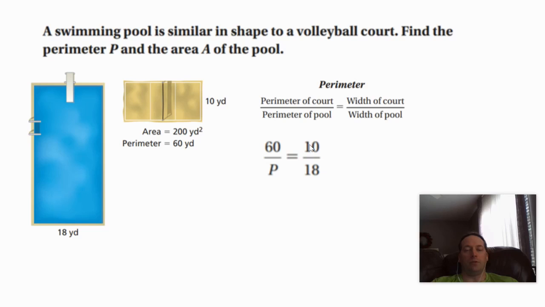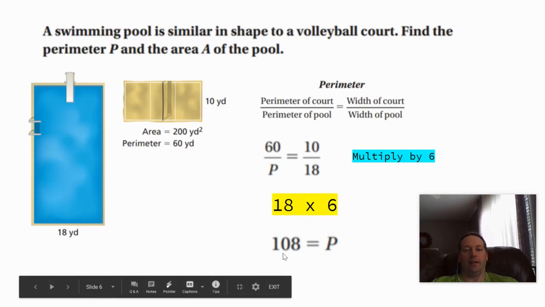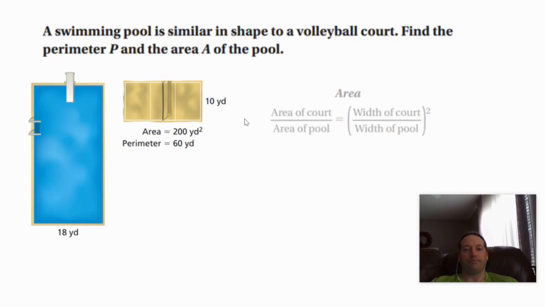Now, what do we get? Multiply 10 by what to get to 60? Well, we multiply that by 6. So 18 times 6 is going to give us 108. I know I didn't label it yet. We'll get to that later. Now let's do the area.